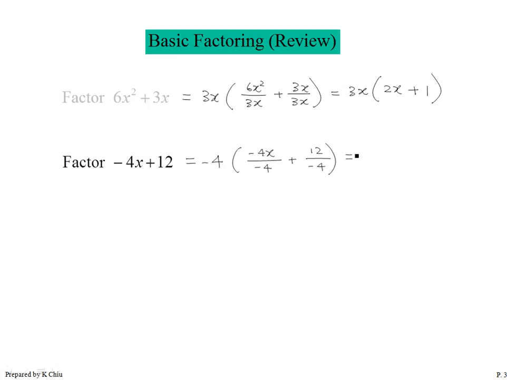So that would give you negative 4 times, open parenthesis, negative divided by negative, positive. 4x divided by 4x, that is x. 12 divided by negative 4, negative 3. Plus a negative 3, that means minus 3. So it turns out we got negative 4 times, open parenthesis, x minus 3.